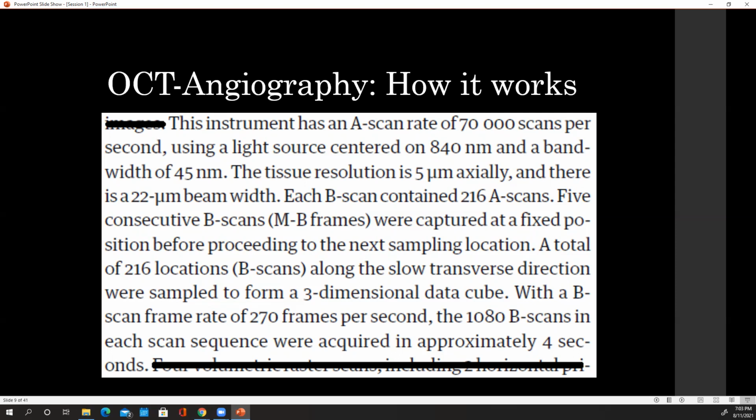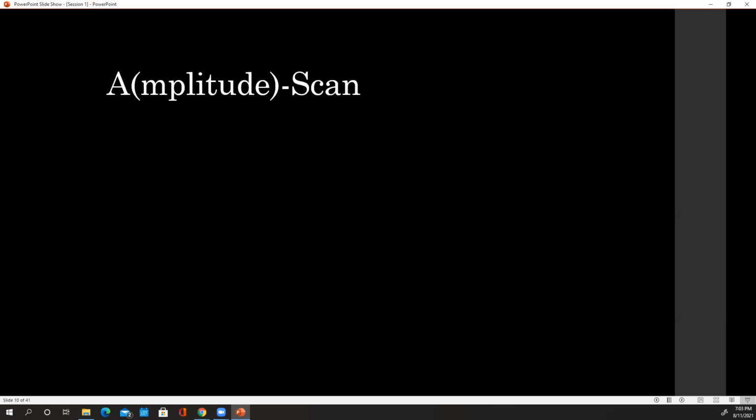So we're going to parse this paragraph, okay? Which is a lot of stuff, but we're going to go through it quasi sentence by sentence, okay? So the first thing we're going to talk about is this first line, which says this instrument has an A scan rate of 70,000 scans per second. Okay, so what does that mean? So let's talk about what an A scan is.